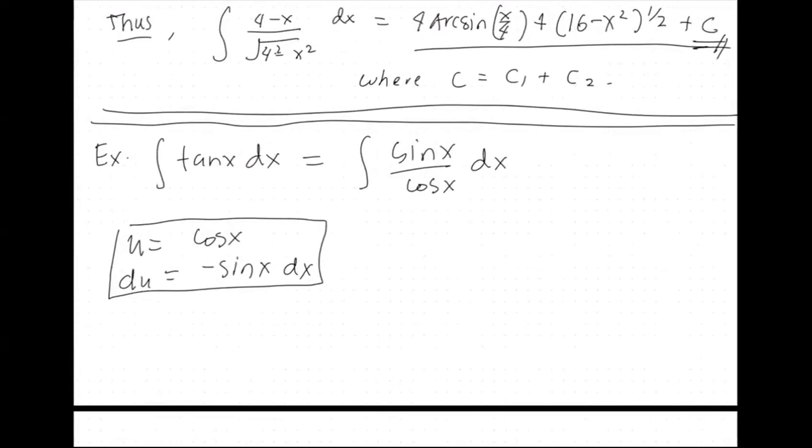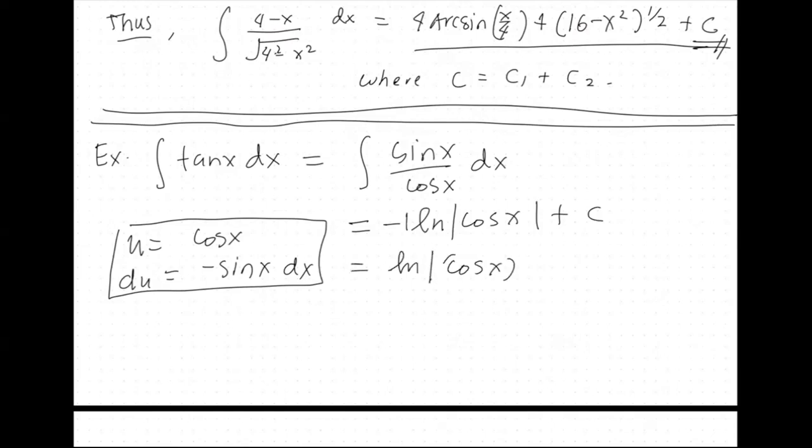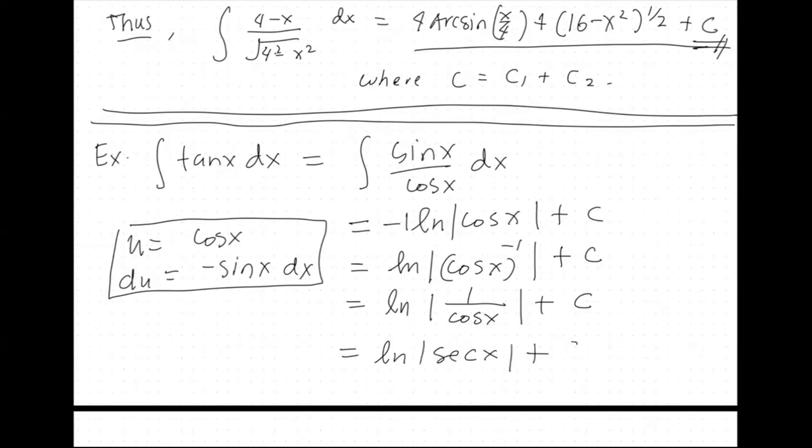All right. Here we get a negative ln of cosine of x plus c. However, by the property of ln, we can put this negative 1 above: cosine of x raised to negative 1 plus c. So we write that as 1 over cosine of x plus c. So we have ln of secant of x plus c.